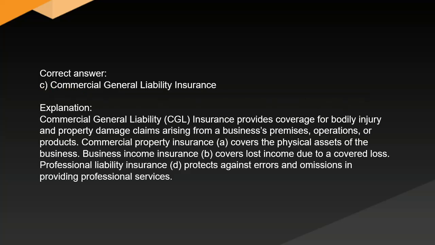Correct answer. C. Commercial general liability insurance. Explanation. Commercial general liability (CGL) insurance provides coverage for bodily injury and property damage claims arising from a business's premises, operations, or products. Commercial property insurance, A, covers the physical assets of the business. Business income insurance, B, covers lost income due to covered loss. Professional liability insurance, D, protects against errors and omissions in providing professional services.